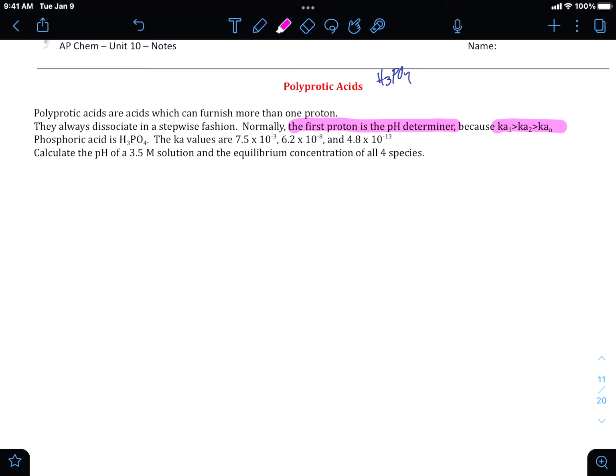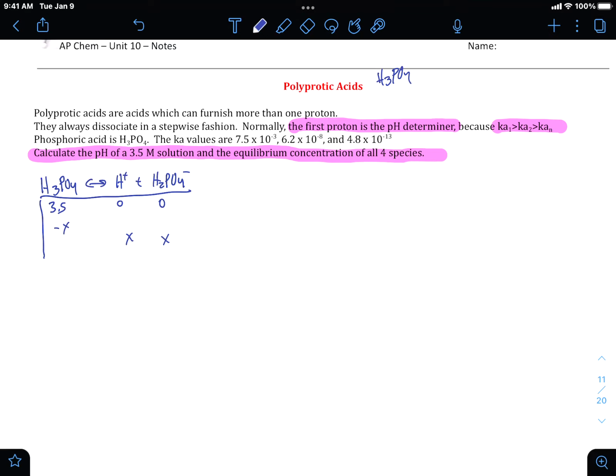I'm trying to figure out the pH of a 3.5 molar solution and the equilibrium concentration of all species. Of all species. What does all species mean? Well, we have to go through all three equilibria to find out. So here's the first. All right, so the concentration, 3.5. This one is straightforward, just like you would expect.